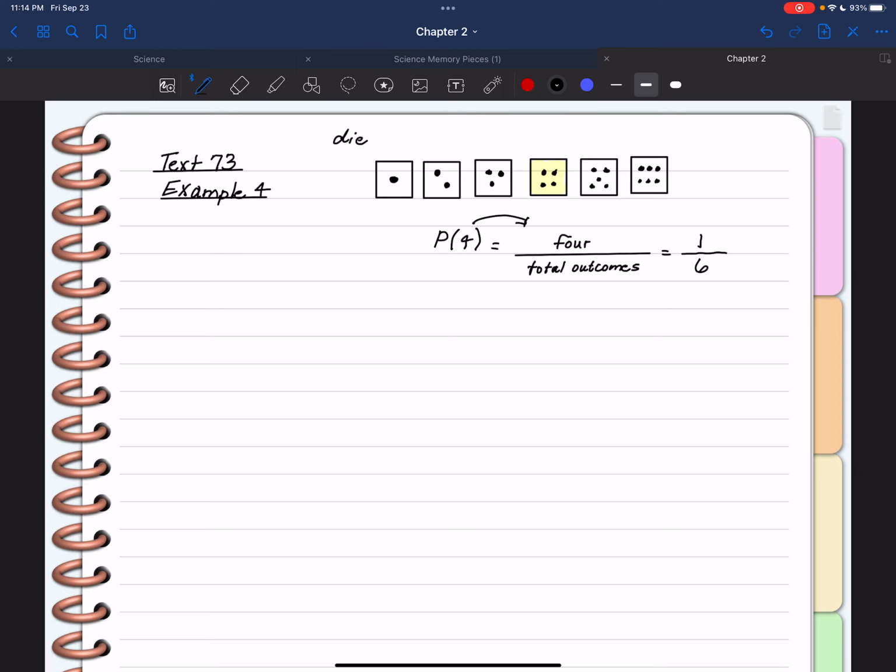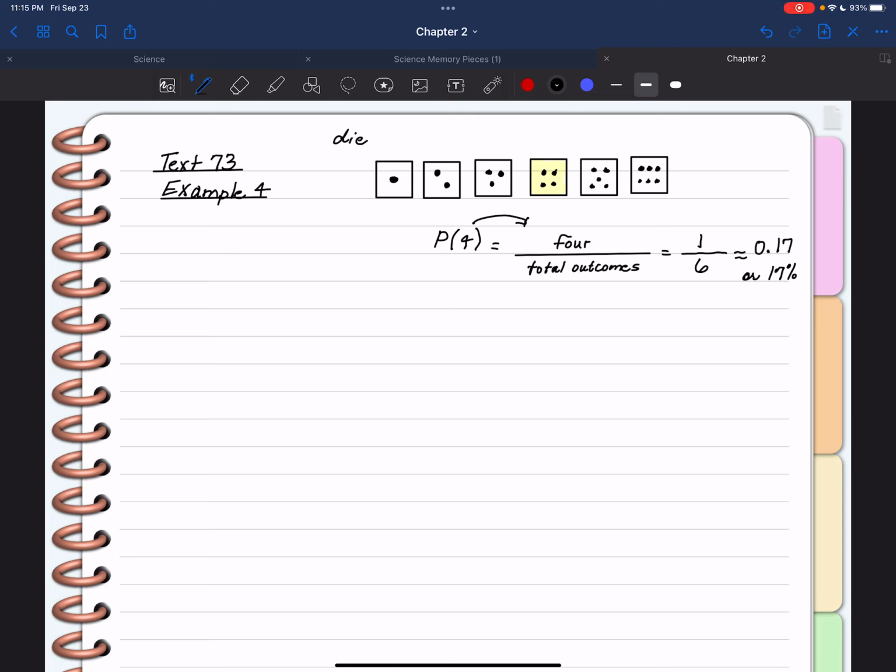Let's go ahead and convert that to a decimal. So on the calculator, I'm going to say all clear. 1 divided by 6 is, well, this is an approximation because I'm going to have to round. It is about 0.17 or 17%.